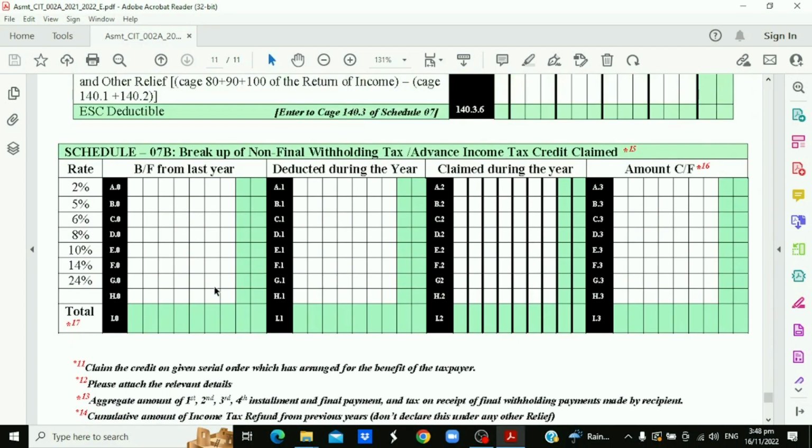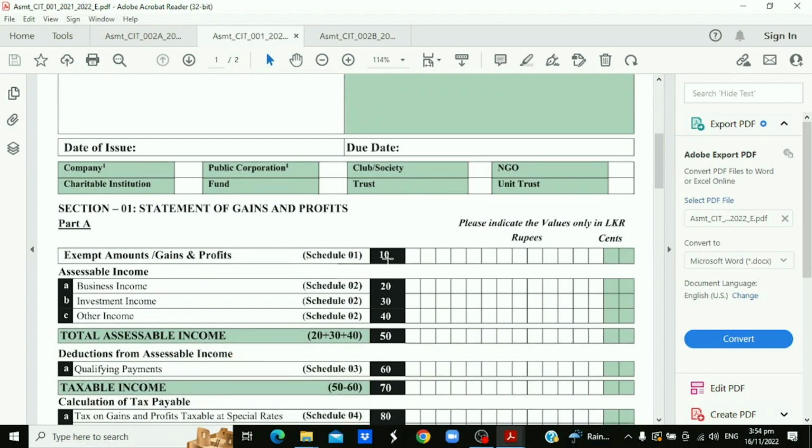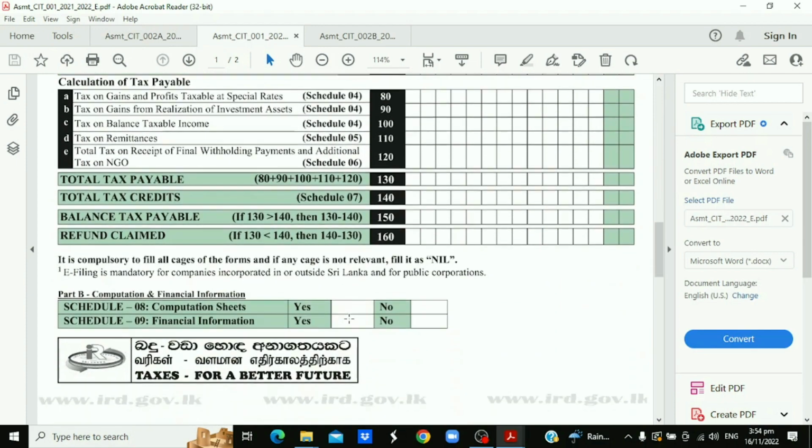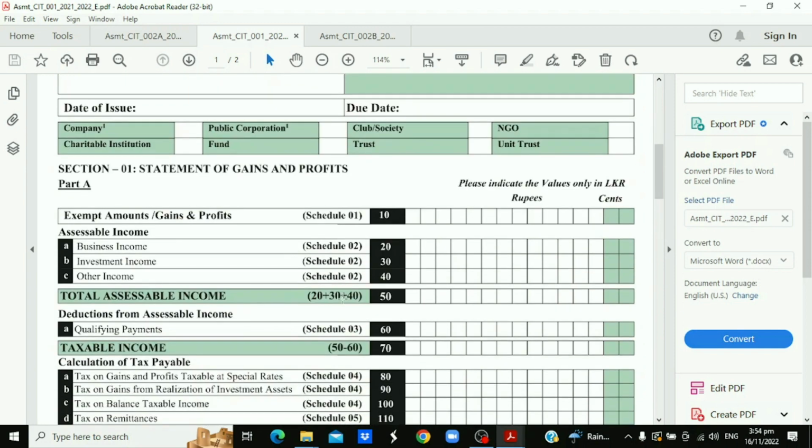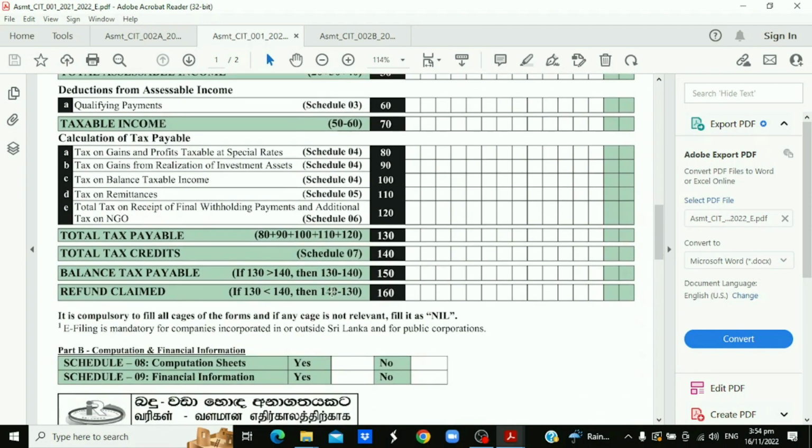Then after this discussion, we will move on to schedules 8 and 9. Now we are going to discuss schedules 8 and 9, right? If you look at the bottom line of this return, there's a separate place to click whether you are submitting schedule 8 or 9, right? Part B, computation of financial information: schedule 8 for the computation sheet, schedule 9 for the financial information. So you have to click this, right?